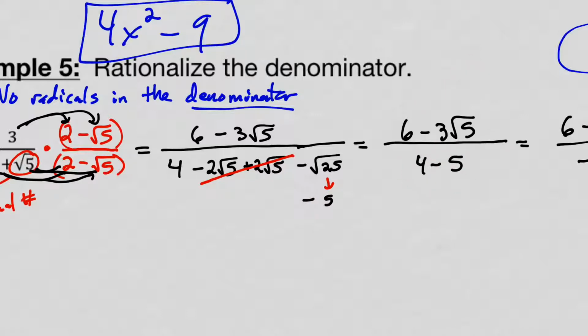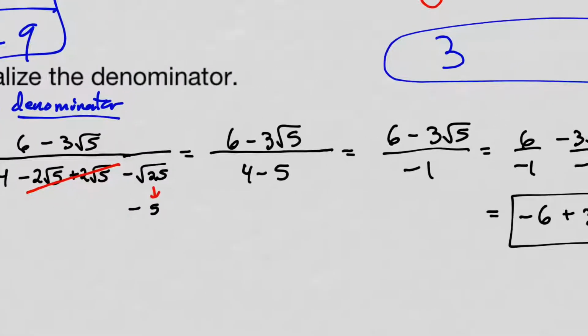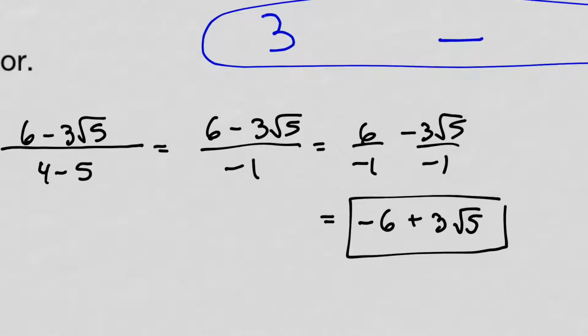So now the whole point of doing this is to make 4 minus 5 right here. Okay, the top over here stays the same. Get negative 1. And then negative 1 divided into 6 is negative 6. And negative 1 divided into 3 is positive 3 right here. Okay, this is the final answer.